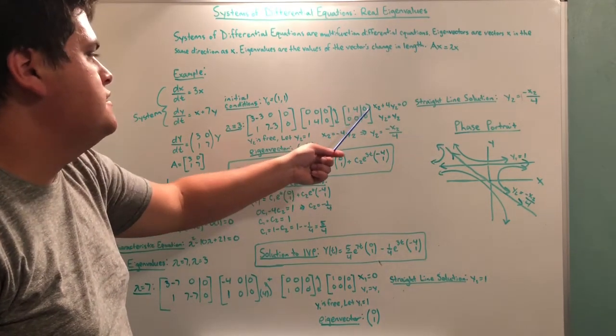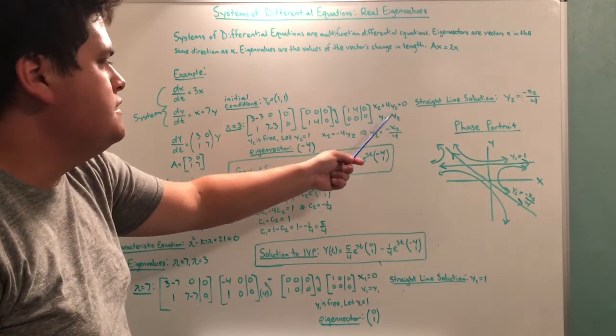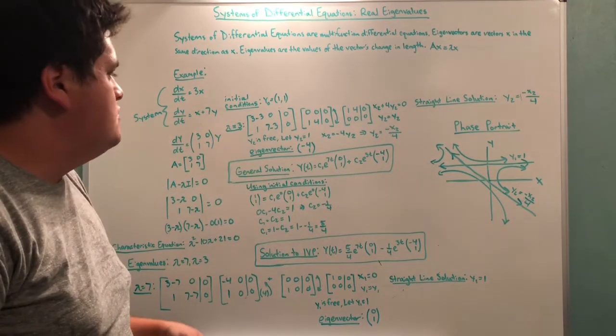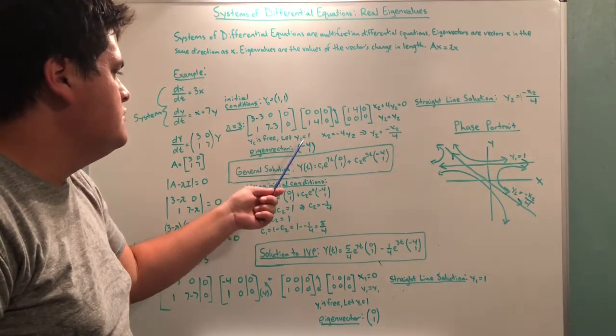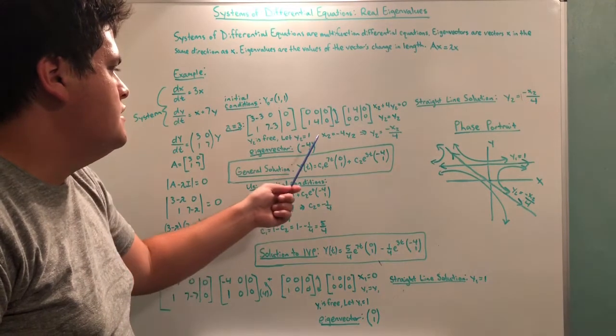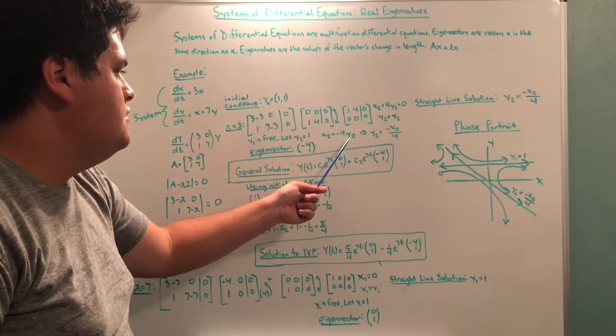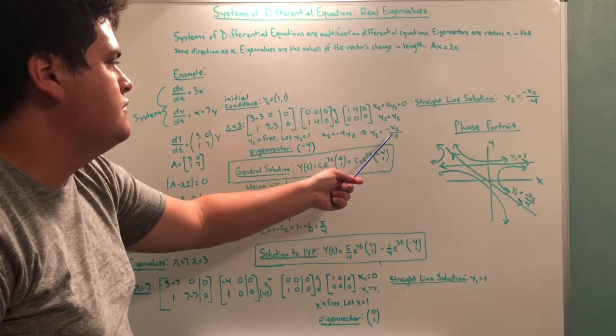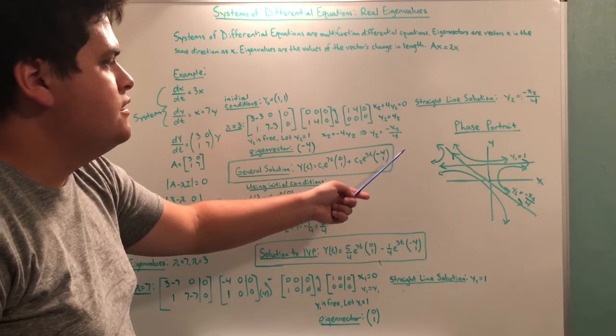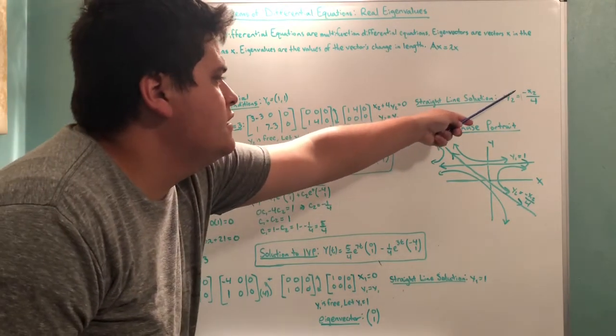So this implies that x2 plus 4y2 is equal to 0, and y2 is equal to y2 again. Since y2 is free, we could let y2 equal 1. So this implies that x2 is equal to negative 4y2, and y2 is equal to negative x2 over 4. So we get another straight line solution, y2 is equal to negative x2 over 4.